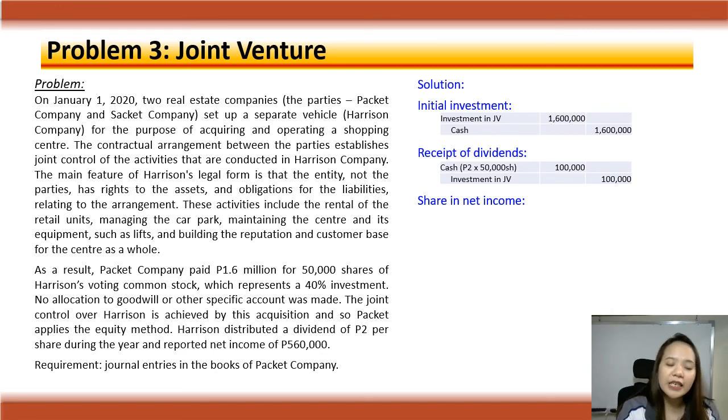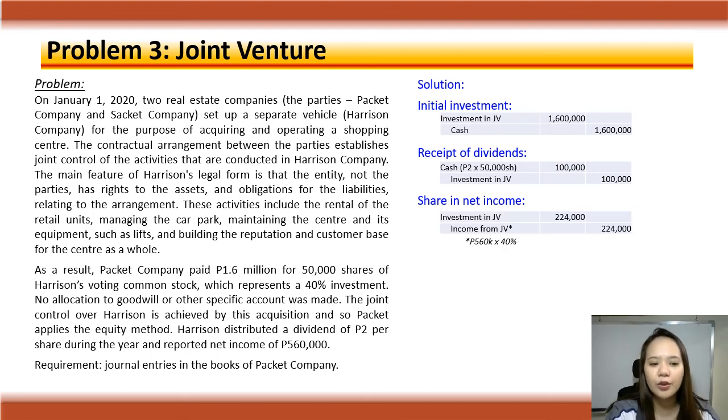For the share in net income, pag nag-income si joint venture mo, meron kang increase in the investment in joint venture. Debit investment in joint venture, credit income from joint venture, computed as, magkano yung share mo? 40% times 560,000 pesos given yung net income.